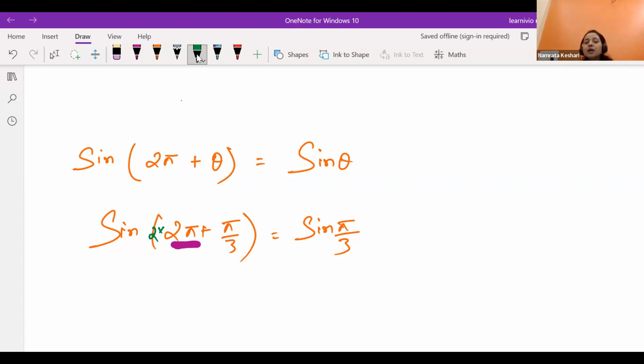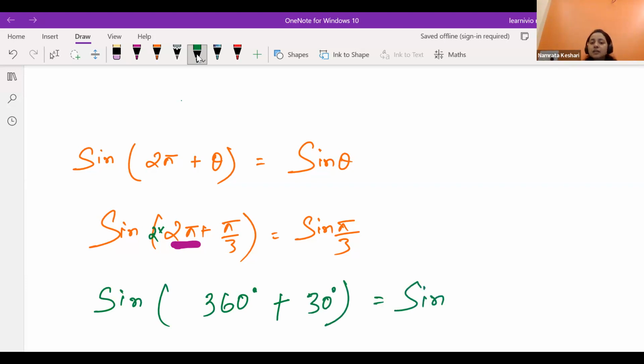Or if you want to understand the same concept with the help of angle in degree, this is how you can see: sine of 360 degree plus 30 degree is equal to sine 30. 2 times 360 plus 30, 3 times 360, 5 times 360, plus this extra angle, is also the same as sine 30. And same for the cos also. Whatever the extra angle is after completing the revolution, it can be 3, 4, 5, any number of revolutions.